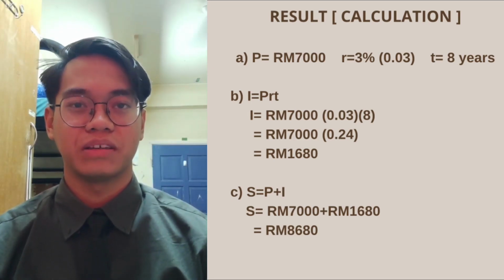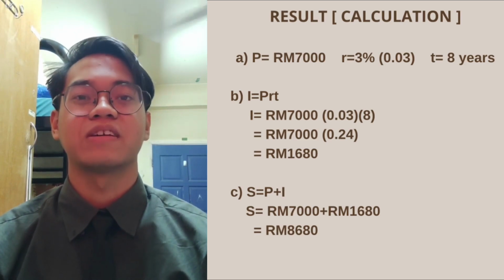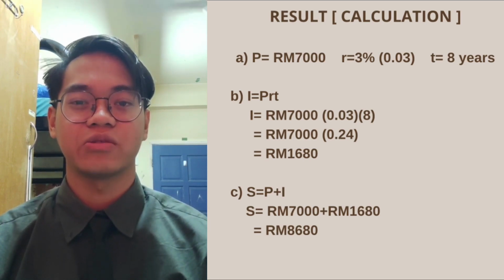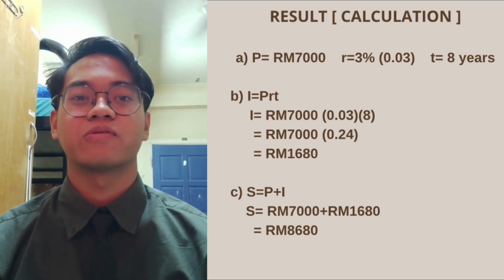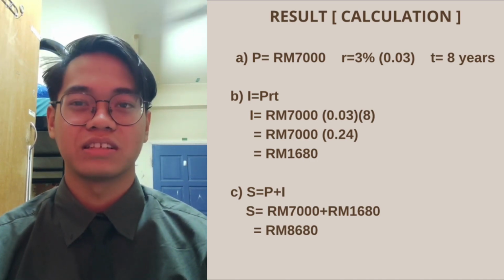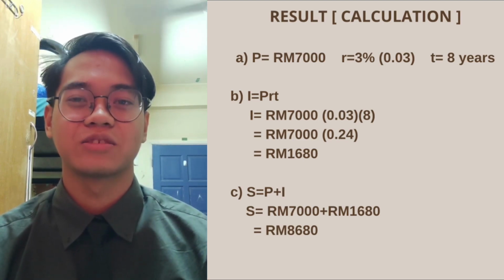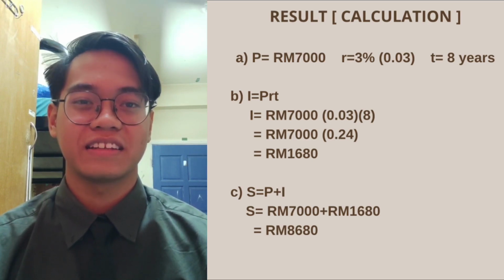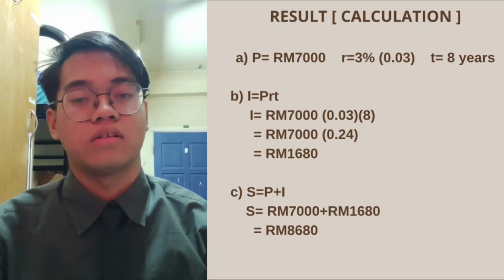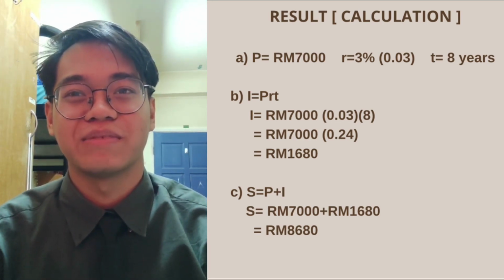To answer question B, first we need to find the simple interest for Danish, which means we must find I. So we must use the formula I equals PRT. So now we can make a conclusion. I equals RM7000 times 0.03 times 8 years. So the interest Danish earns is RM1680.